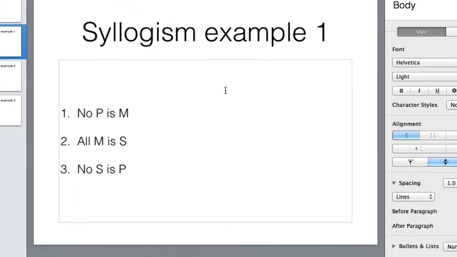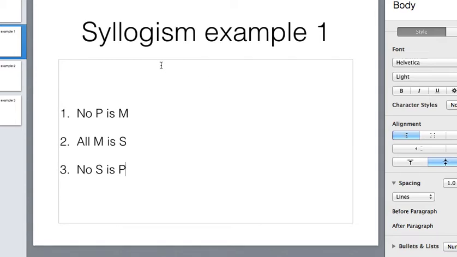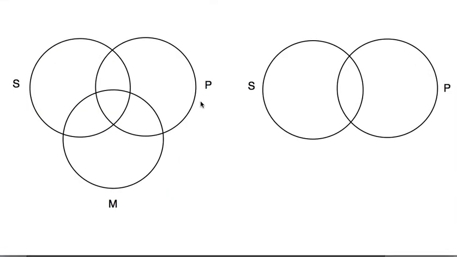To that end, I'm going to show you some examples. So let's start with this syllogism. No P is M, all M is S, therefore no S is P. I'm going to use this program, the silly paint program, to map these.